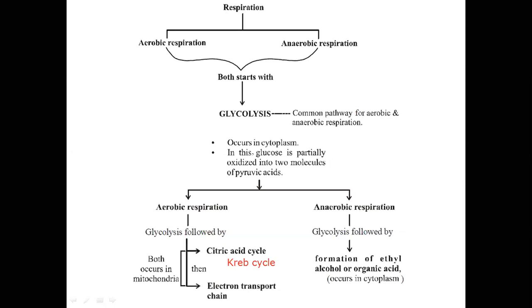Please remember this difference, everyone. The Krebs cycle and the electron transport chain occur in mitochondria. But the formation of ethyl alcohol or organic acid, that is a part of anaerobic respiration, occurs in cytoplasm.